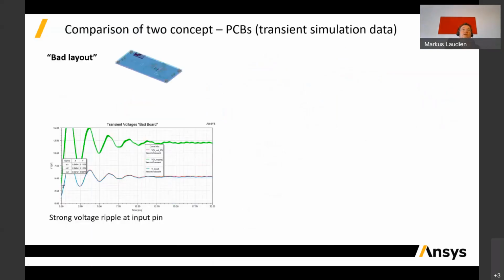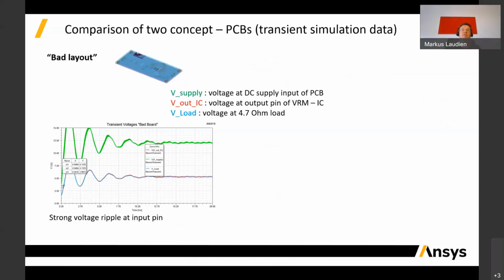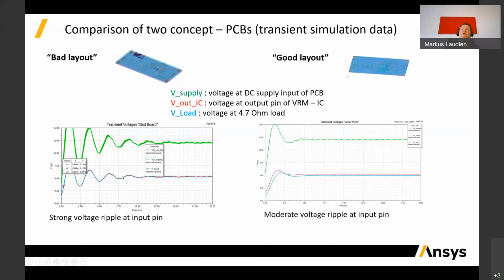And you see that's the ramp up of the bad layout. The load is 4.7 ohm. You see here, this is the supply voltage, and here at the load and the output of the IC, that's the blue and the red curve, which are almost on top of each other. And this is here the good layout, which has a different ramp up. And you see also that a stronger ripple is visible here than here.